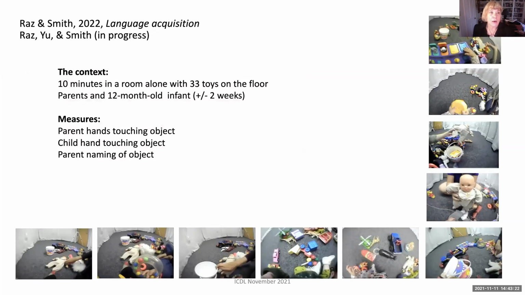So with Hadar Raz, we have been looking at the dynamic structure of parent and infant play in the toy room. These are 10 minutes alone in a room with 33 toys on the floor. We have parents and, in the data that I'm going to tell you about, 16 12-month-old infants, within plus or minus 2 weeks of their first birthday. The principal measures are parent's hand touching the object, child hand touching the object, and parent naming of the object.